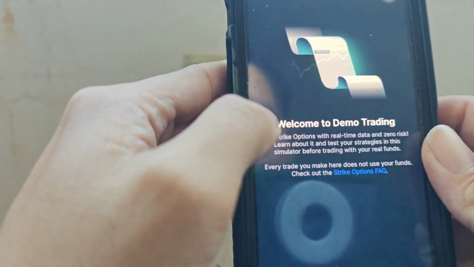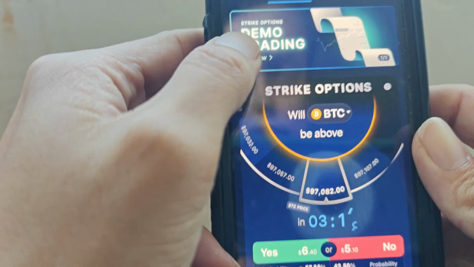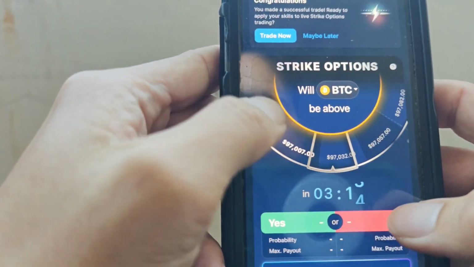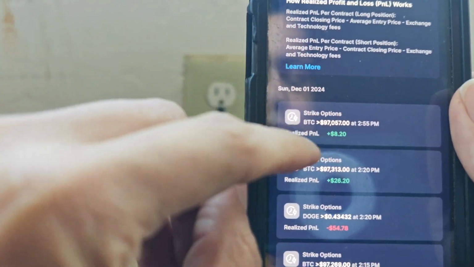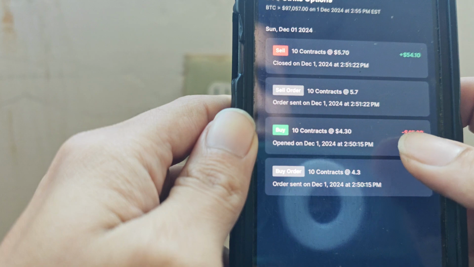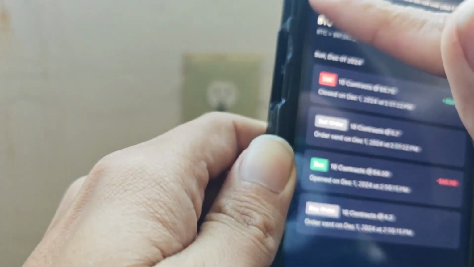I think when it's demo trading, it's harder to see your results. I think we'd have to go right here. But when it's real, when it's not demo, you can see your order history. There we go. So right here, realized P&L $8 or something. So I think there were some fees that it took out, so it wasn't 12 bucks. But you can see how it works, guys.